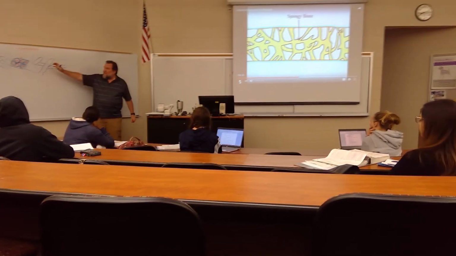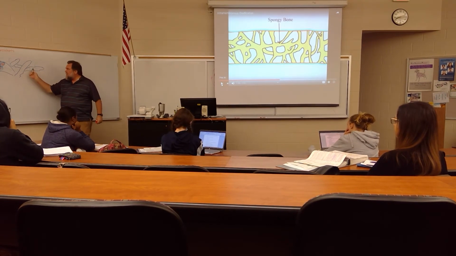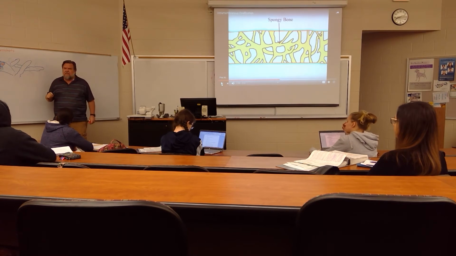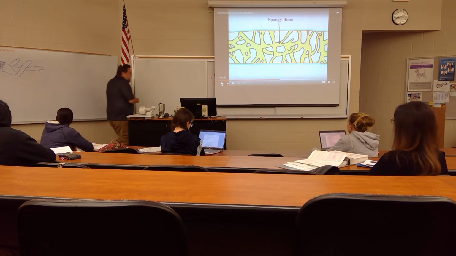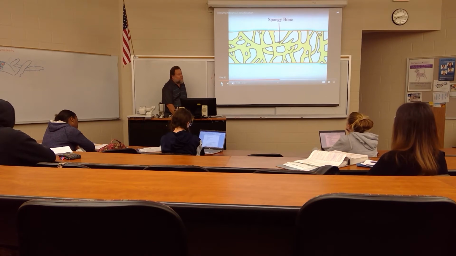So we have a layer of spongy bone. All of these things form this way. Does that make sense to everybody? Everybody okay? Alright. We develop a periosteum on the outside of that.